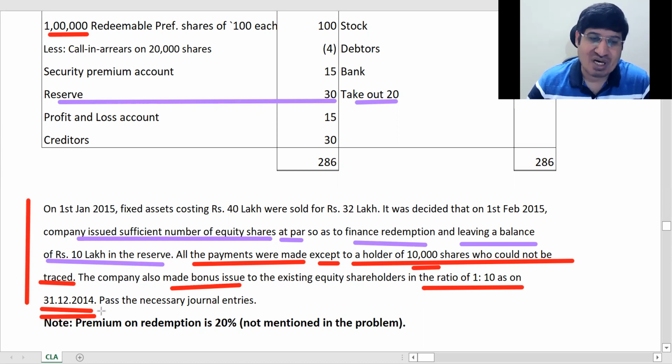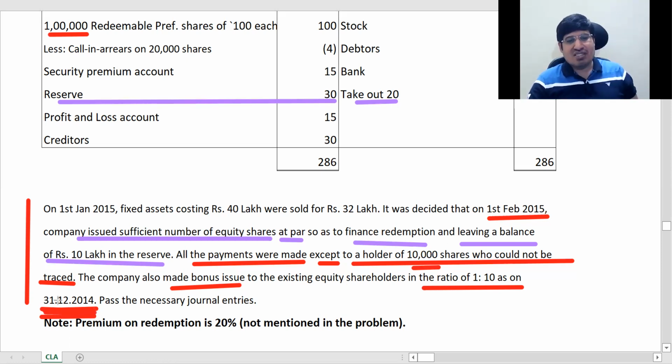Otherwise, the 2014 entry will come at the top, and only then the other entries will start coming. You are doing the equity issue, redemption, everything later. So this is basically your 31/12/2014. Even if you consider it as 31/12/2014, your entry will not change as such, but it looks like it should have been 2015.